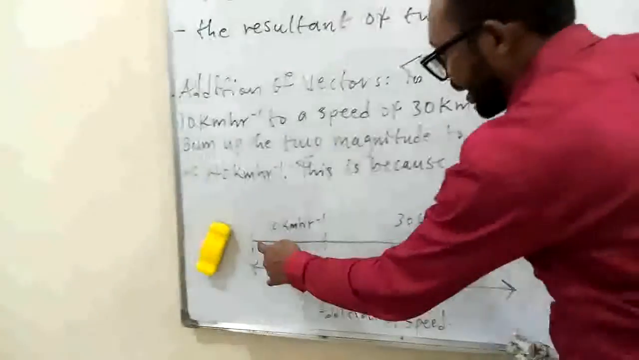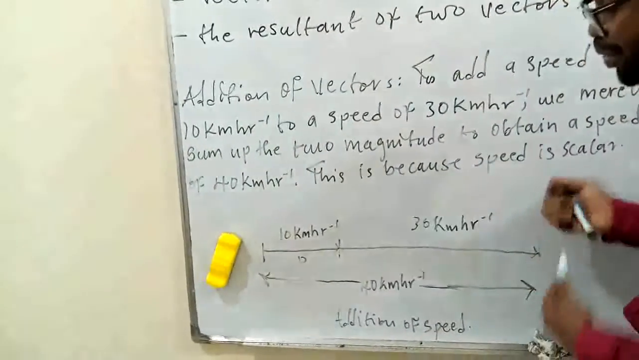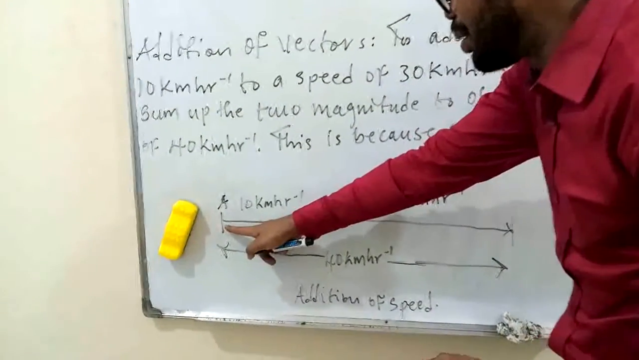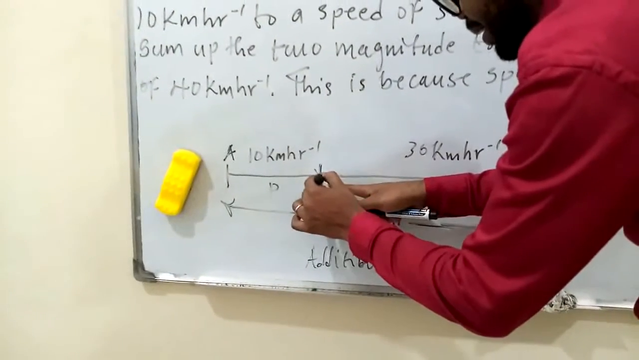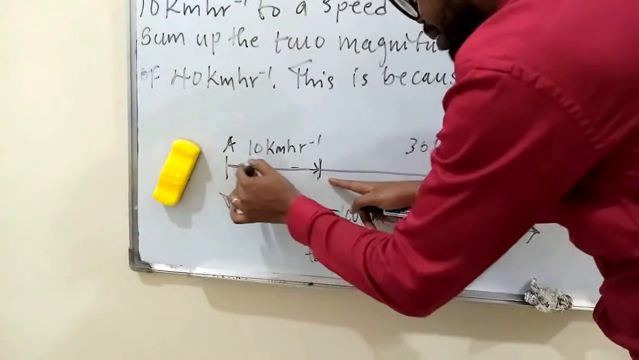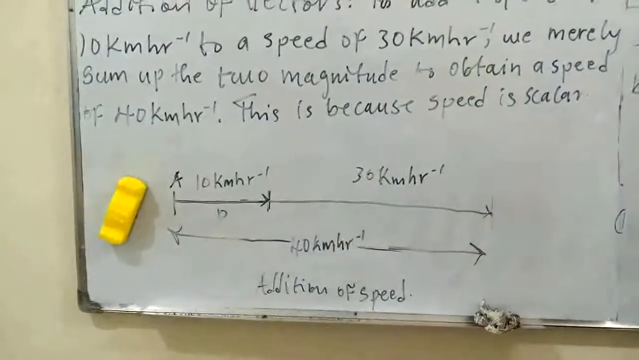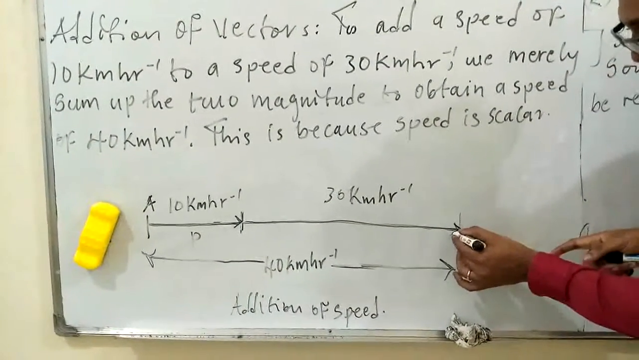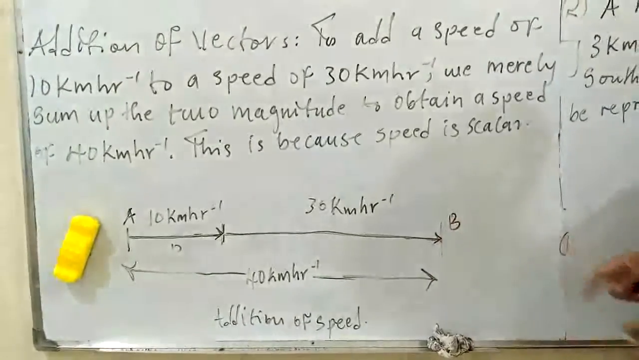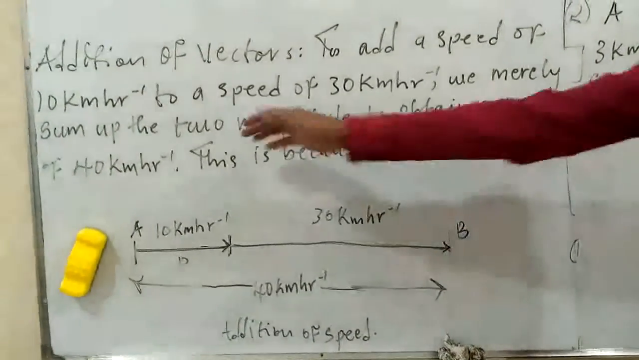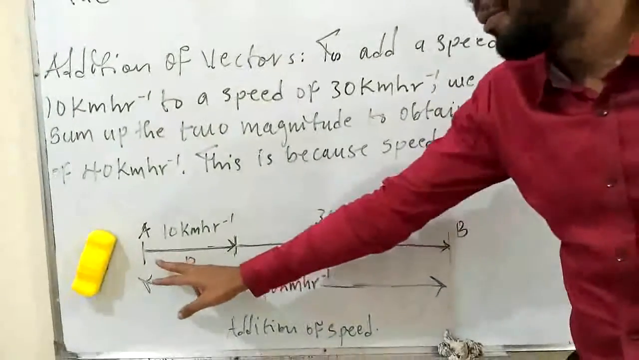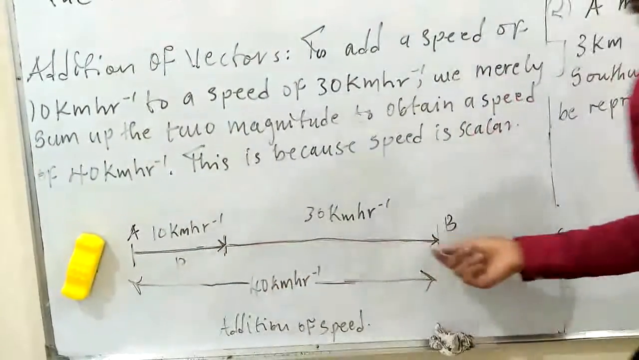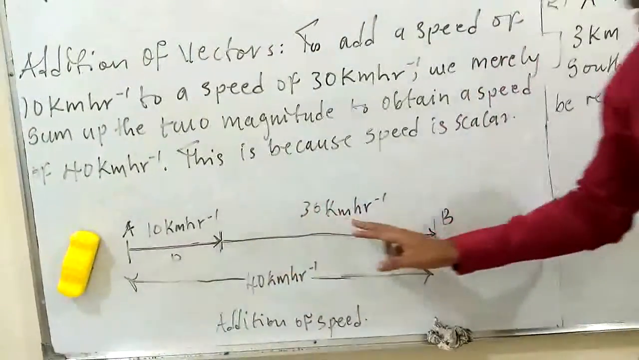Now, if we have a straight line from, let's say, point A. The man walked, yes, we measure the first 10 kilometers, and then he proceeded another 30 kilometers to point B. So, in adding this vector, we only sum up the first movement the man made from point A to this point, and then to point B. That means 10 plus 30.